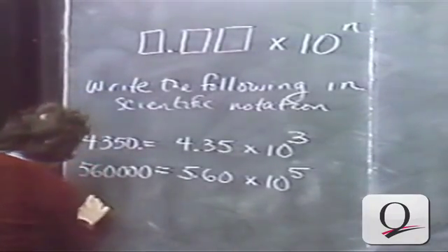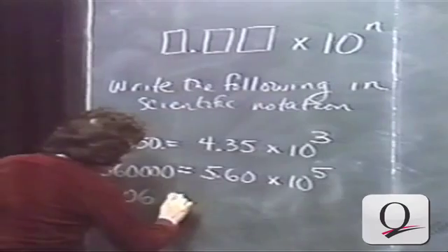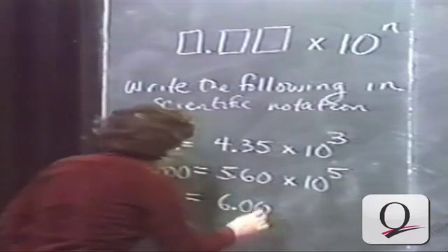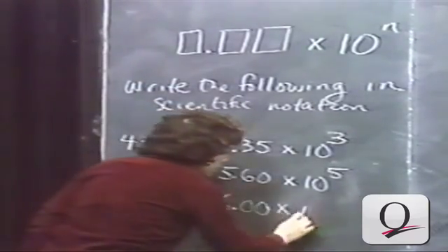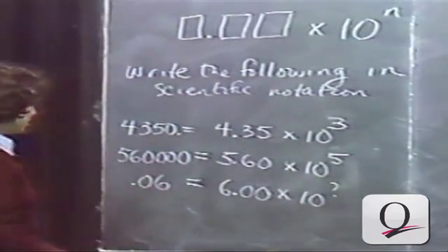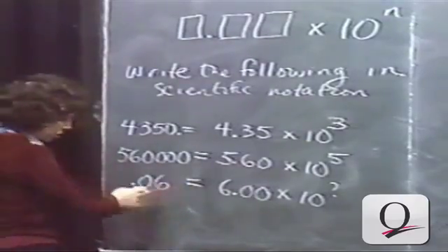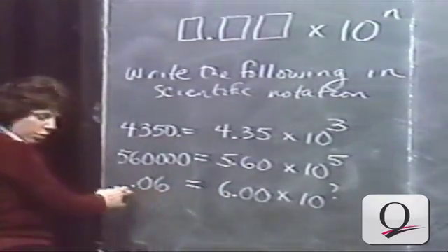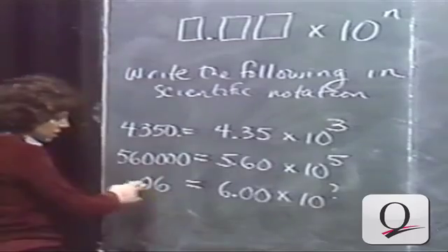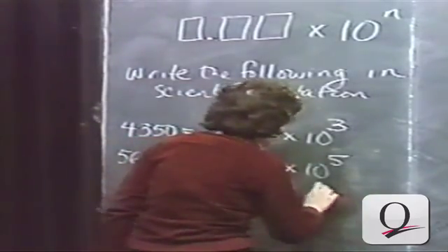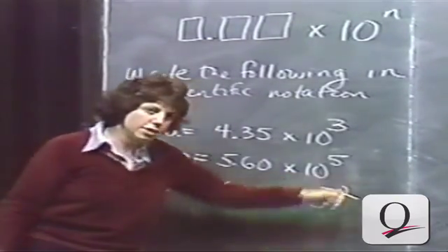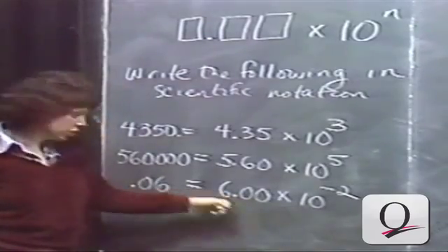Okay, now let's look at the number 0.06. We would like to write that in scientific notation. That is going to be 6.00, or just 6, times 10 to some power. We've got to figure out what the power is. If we had 6 and we wanted to get 0.06, we'd have to move the decimal once, twice to the left. To move the decimal twice to the left is the same as multiplying by 10 to the minus 2 power. To check that, we have 6 times 10 to the minus 2. We move the decimal once to the left to get 0.6, twice to get 0.06.